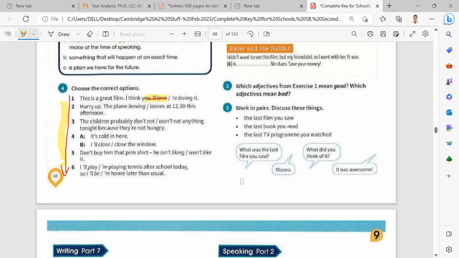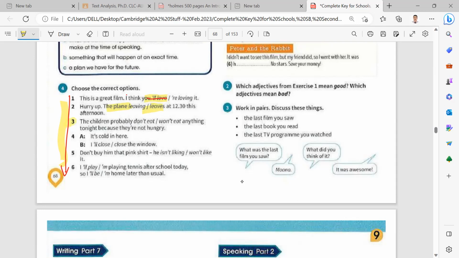Leaving. Why leaving? Hurry up. The plane leaves at 12:30 this afternoon. Leaves. Yes, present simple. Why?